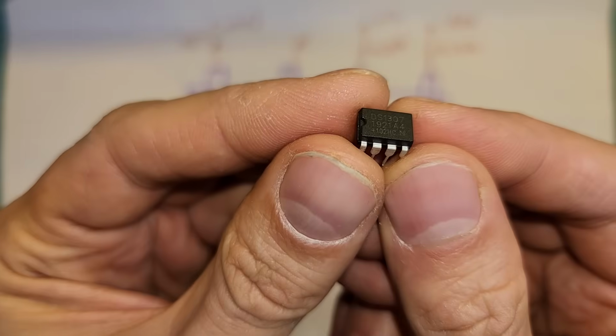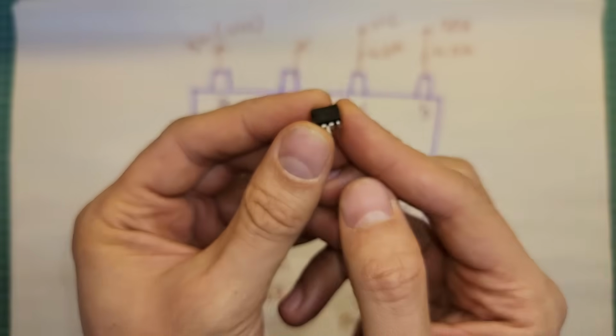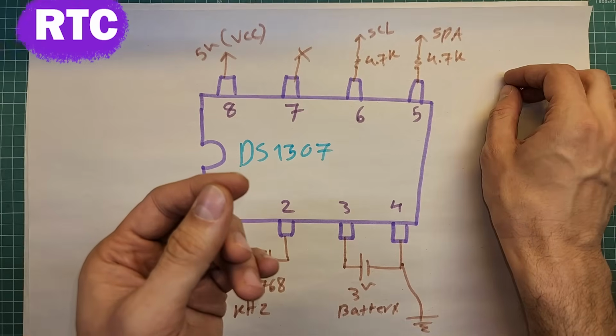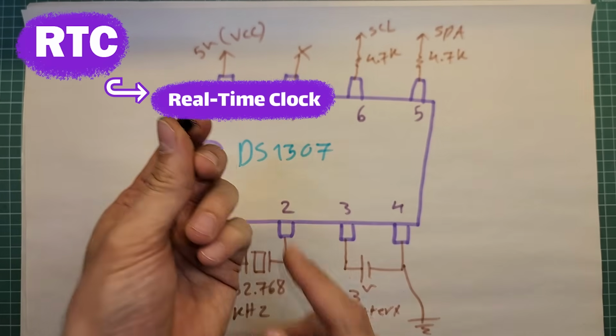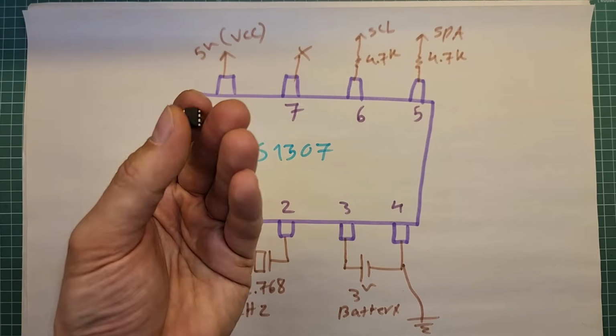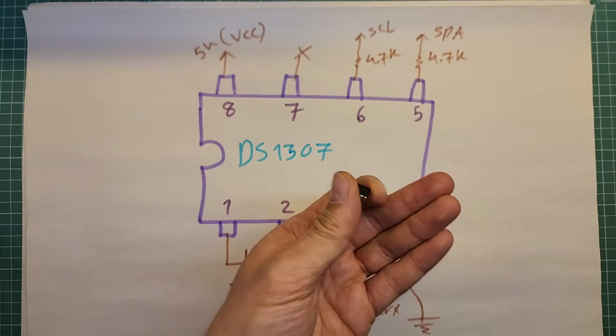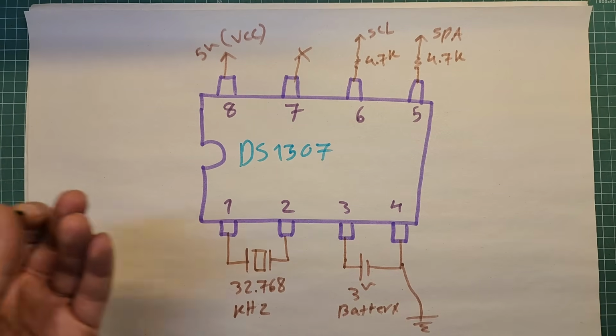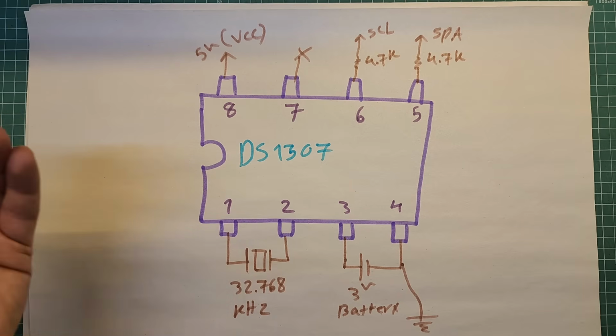This IC is DS1307. It's a clock and calendar IC, which is usually referred to as RTC or real-time clock. If you build the basic circuit for this IC like this one, it starts working and constantly maintains the time and date for your system. In some projects, we need to always have the exact time and date.